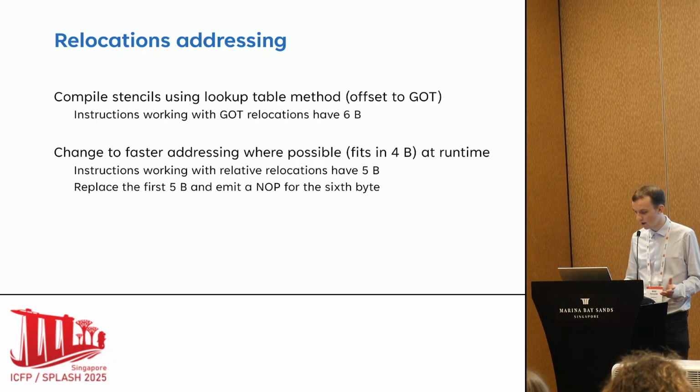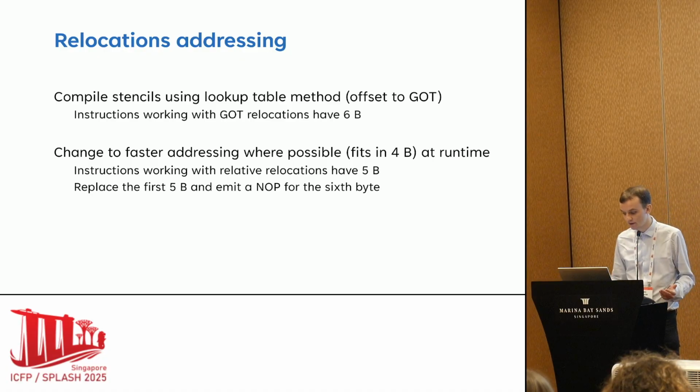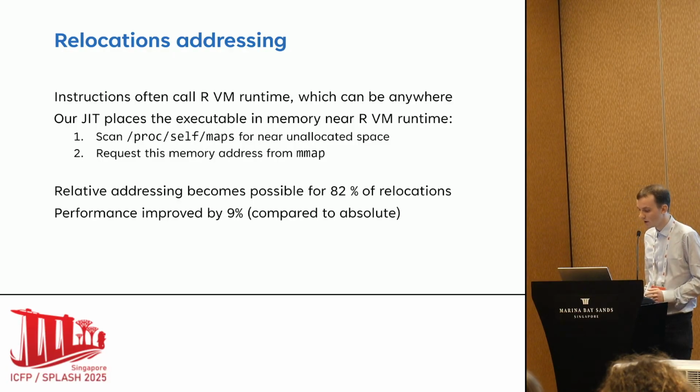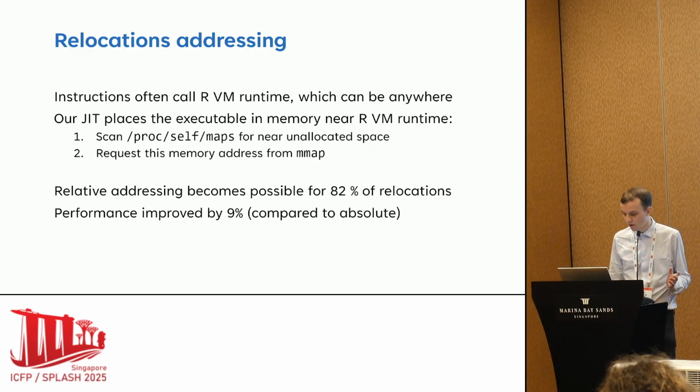This works perfectly if the relocations point to a space near the executable. But this, however, does not always have to be the case, as the runtime, which is often called, can be anywhere in the memory. To help with this problem, we discovered a way to make sure as many relocations as possible will be optimized. It works by scanning the Linux memory mappings for free space near the VM runtime and requesting this specific address from the mmap system call. This way, the code is JITted into a place we choose.